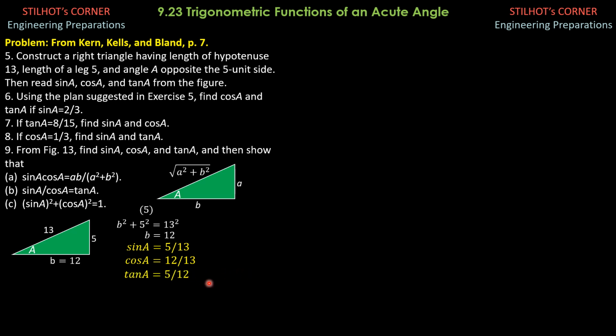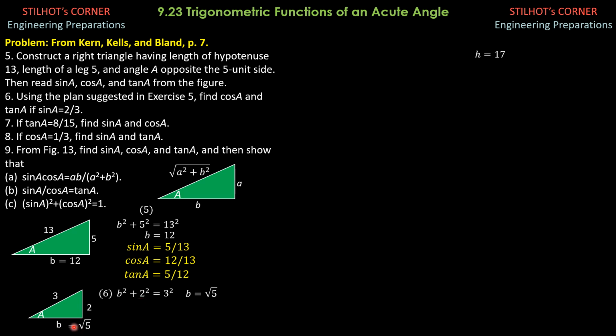Then for problem 6, using the plan suggested in exercise 5, find cosine A and tangent A if sine of A is 2/3. So sine is opposite to hypotenuse 3 in this triangle. I'll call this B. So by Pythagoras theorem again, B square plus 2 square equals 3 square. And 3 square 9 minus 2 square 4, 5. So B is square root of 5.